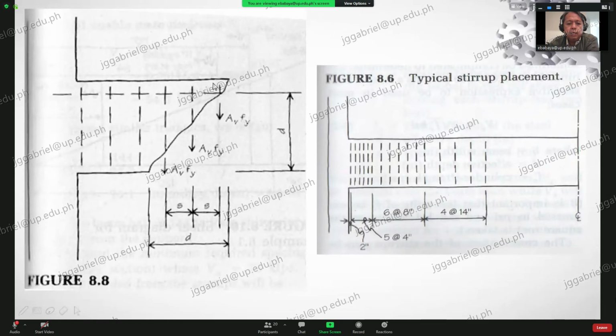Av Fy, there. Its contribution, Av Fy. Here, spacing would be S. So, your D, this is how much it covers here. This is your D, and this is your D.